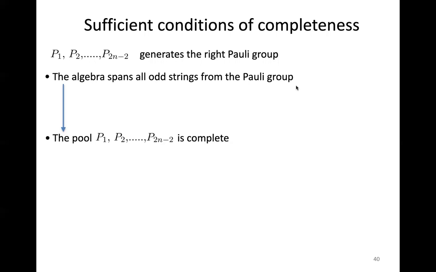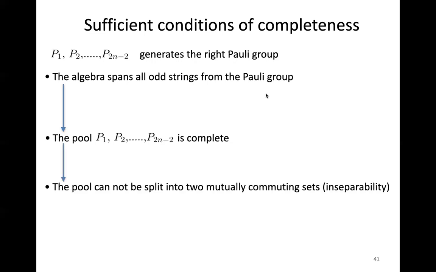But unfortunately, computing the algebra for these generators takes very much time, even for 8 qubits. And that's why we had to derive one more condition, which follows from the completeness. And this is the inseparability condition, which means that if we have a pool and this pool is complete, then we cannot split it into 2 groups such that every operator of one group would commute with every operator of the other group. So basically, like 2 mutually commuting sets. So this can never happen, which we refer to as the property of inseparability.